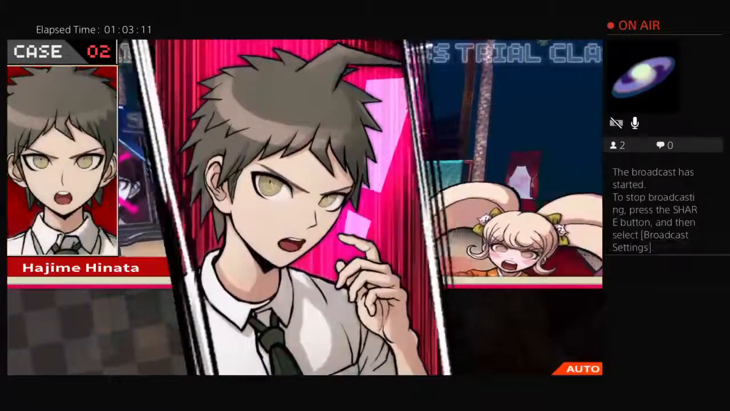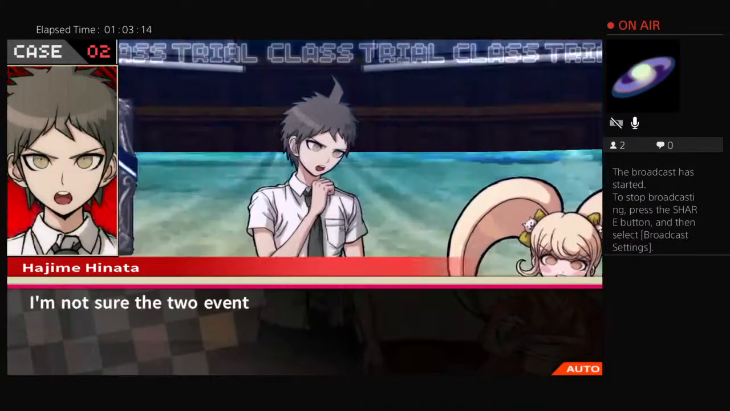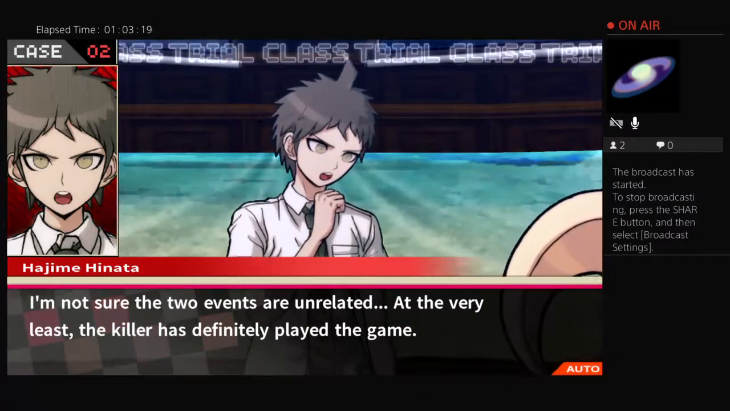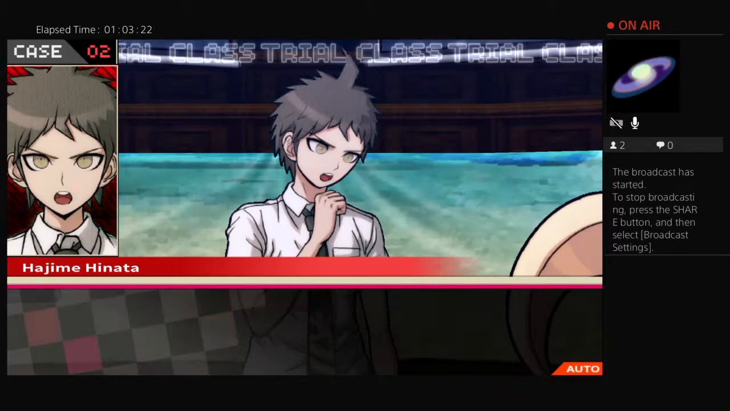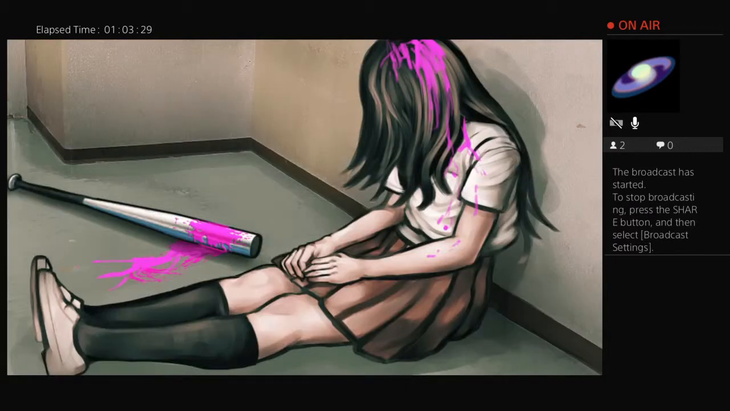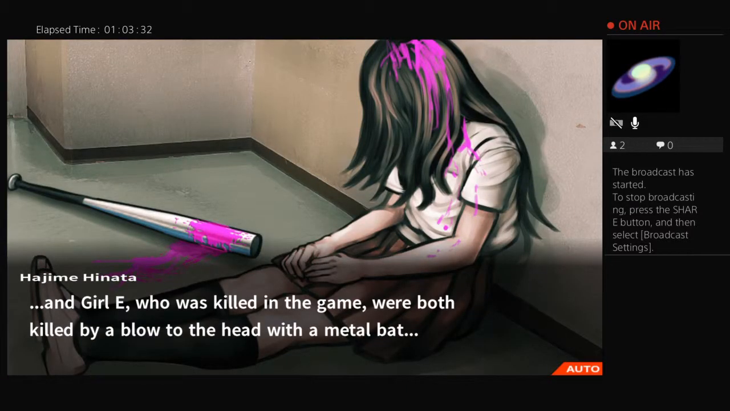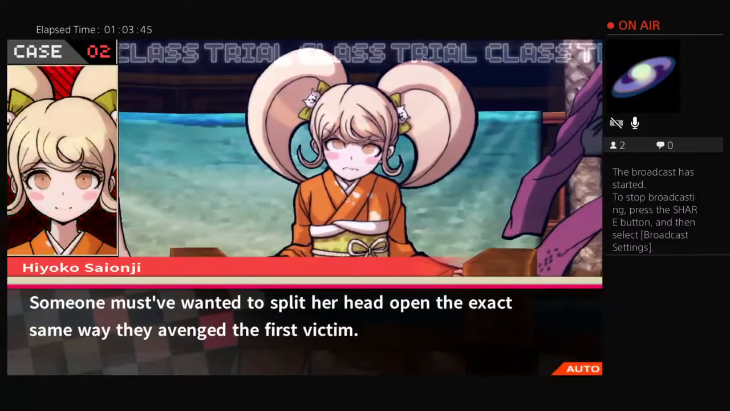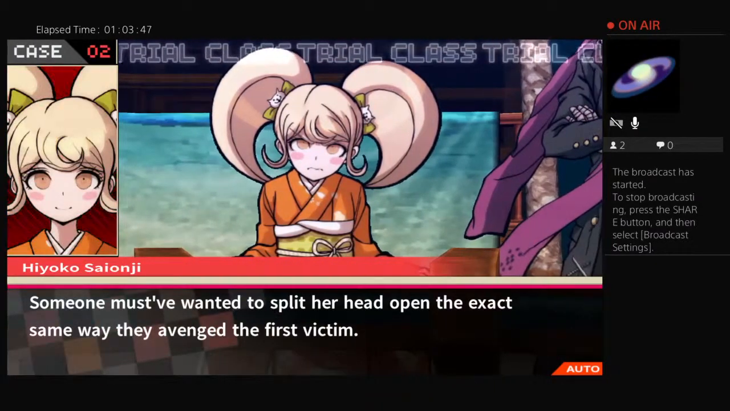I can prove it with this! I'm not sure the two events are unrelated. At the very least, the killer has definitely played the game. As proof, Mahiru, who was killed in the beach house, and Girl E, who was killed in the game, were both killed by a blow to the head with a metal bat. There's no way we can ignore that connection. Someone must have wanted to split her head open the exact same way they avenged the first victim.